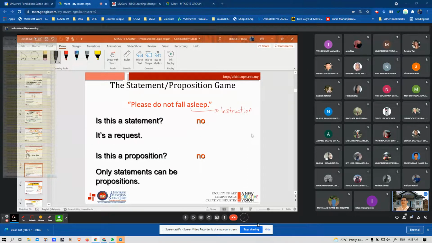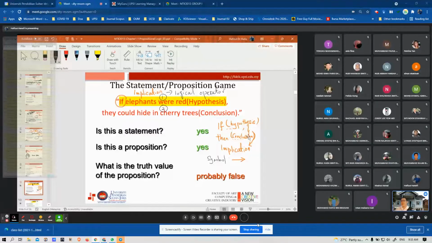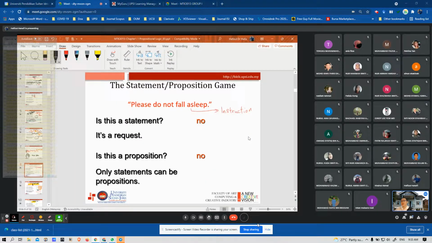Okay, and then is this a statement? No lah. Okay, because it is not describable. It is more on the instruction. Please do not fall. Please go to class. Please show me something and so on. This one is not a statement. Statement apa tadi? Statement mesti menerangkan sesuatu. Must be representing or describing something lah. It is more on the request.